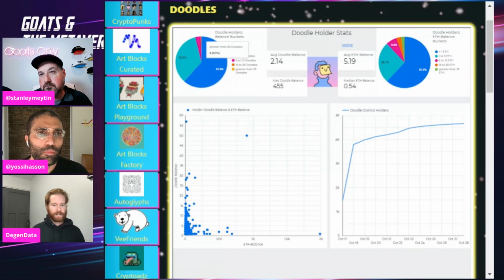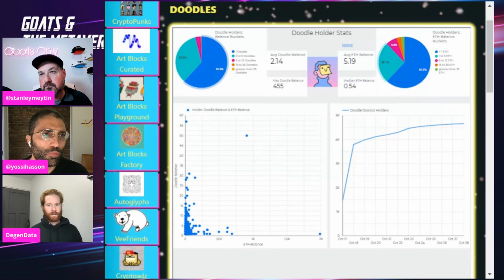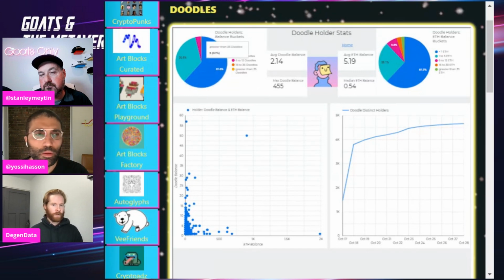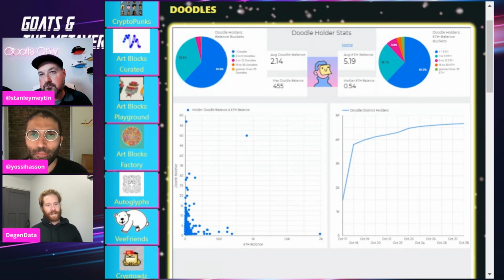And you can actually see on that scatter plot on the bottom, if you hover over those dots, like the one at the very top left, there's one wallet that holds a lot of Doodles, but it's not like 57 Doodles and 16.92 ETH balance. Yeah, exactly. So they couldn't really have an impact on the market.